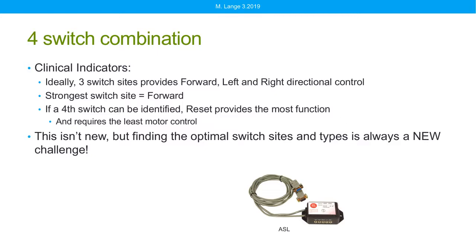And so if I'm looking at 4 switch sites on my client's body, I want the best switch site, the one they have the most control over, to be forward, and the one they have the least control over, I can make reset.